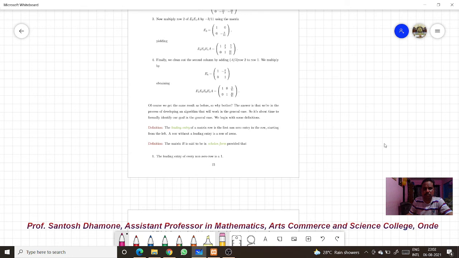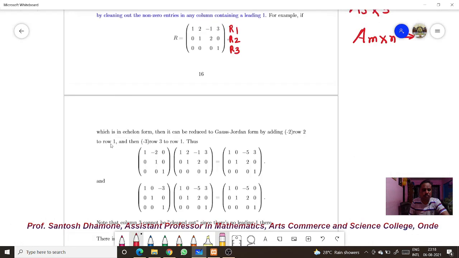R is a matrix whose first row is 1 2 minus 1 3, second row is 0 1 2 0, and last row is 0 0 0 1, which is in echelon form. Then it can be reduced to Gauss-Jordan form by adding minus 2 row 2 to row 1, and then minus 3 row 3 to row 1, thus.